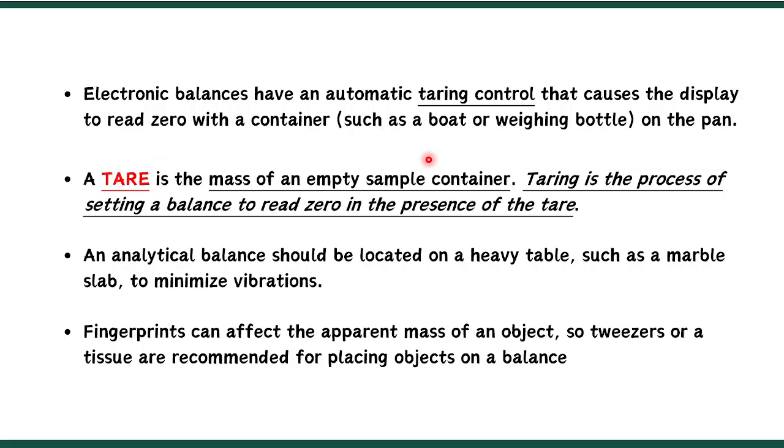And if it is pressed, then the display automatically shows 0 even if there is a container on the balance pan. Now, a tare is the mass of an empty sample container, and taring is the process of setting the analytical balance to read 0 in the presence of the container. Even if there is a container inside, if we tare it, it automatically goes to 0.